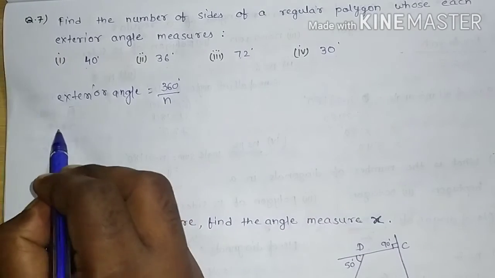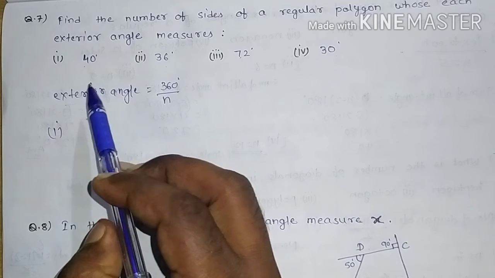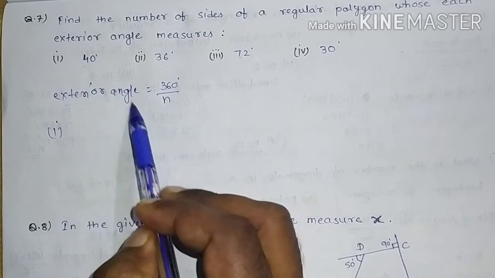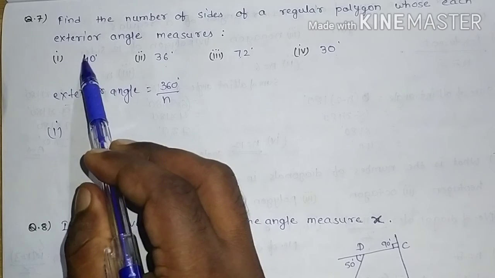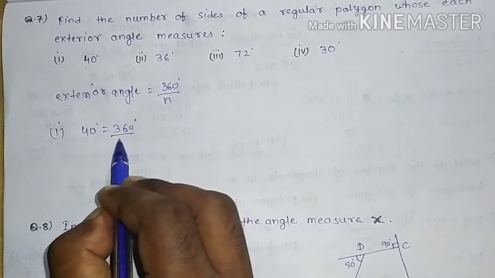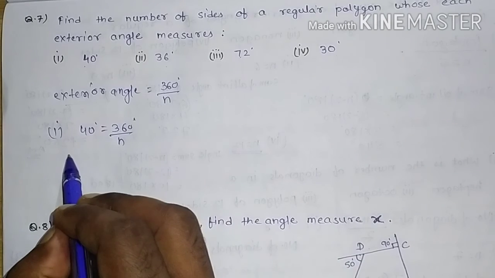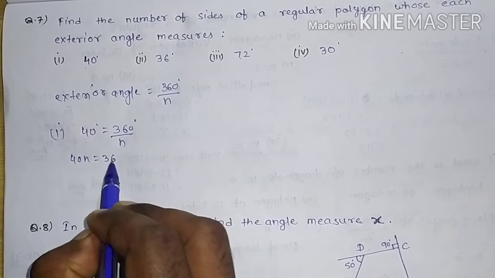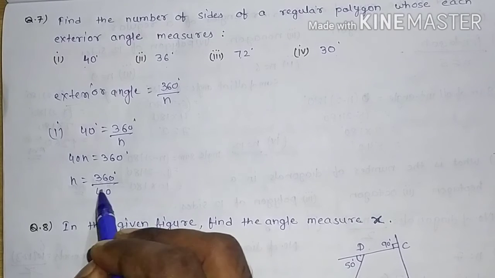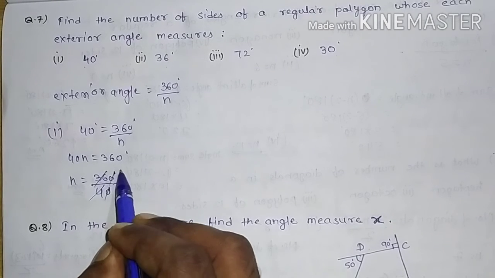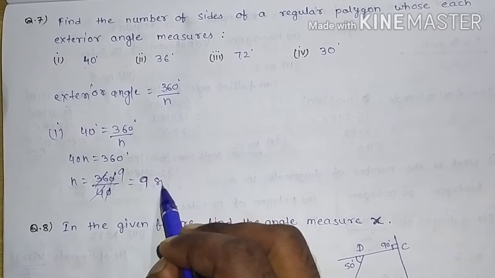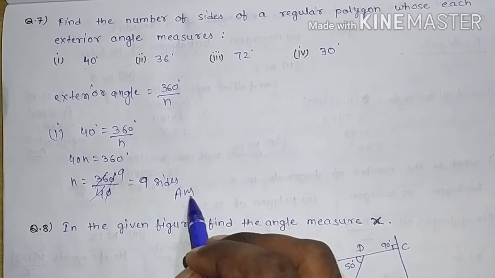Now the first question. Put the value, each exterior angle 40 degrees is given. So in this formula we put the value of the exterior angle, 40 degrees. So 40 degrees equals 360 degrees divided by n. Now by cross multiplication, 40n equals 360 degrees. So n equals 360 degrees divided by 40. The zeros cancel out. 4 nines are 36. Now 9 is the answer, and 9 is the number of sides. So this is 9 sides.